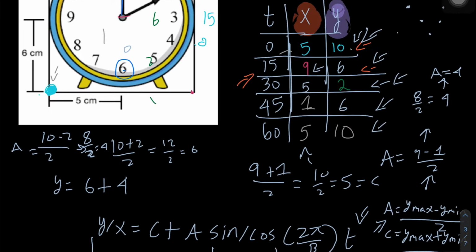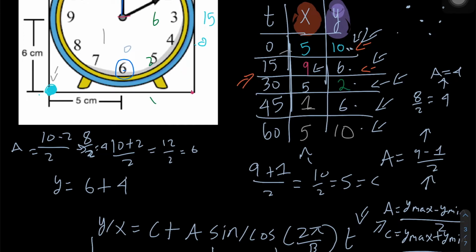Well, we can see that we went from 10 to 6 to 2 to 6 and back to 10. So we started at a maximum of 10. We went down to 6, then we went down to 2, we went back to 6, and then we went to 10. So 10 is our maximum, 6 is going to be our midline, 2 is our minimum. So we started at the max, went to the mid, to the min, back to the midline, and then to the max. That sounds really similar to a cosine equation.